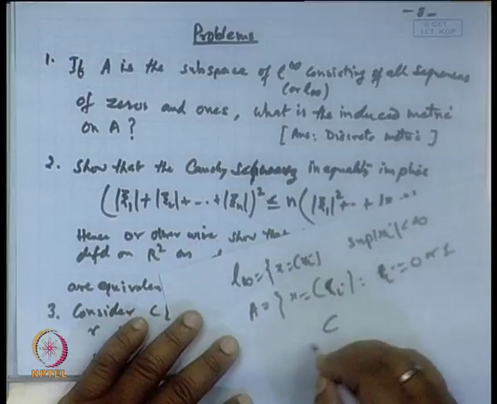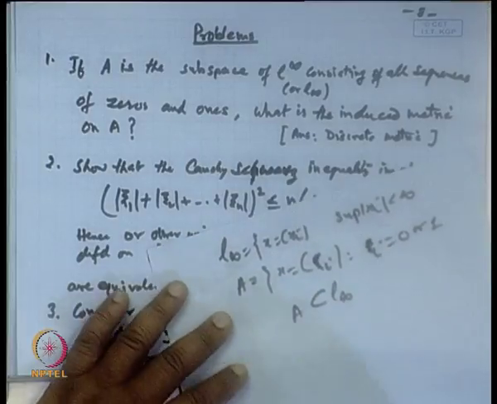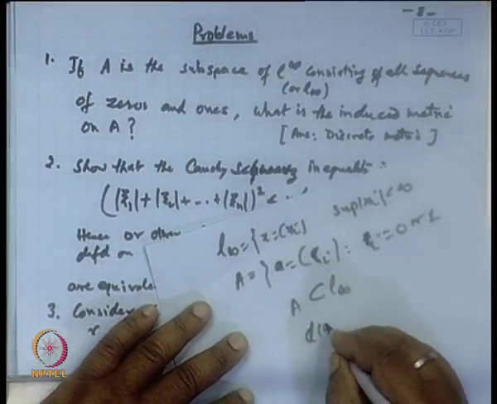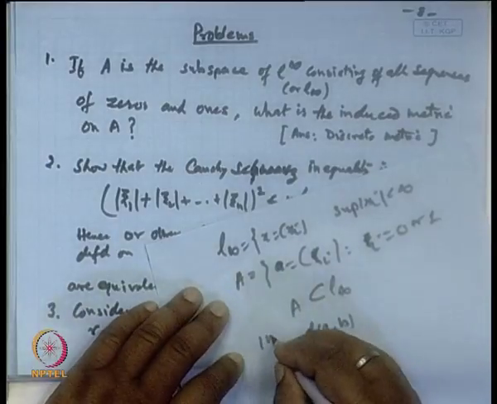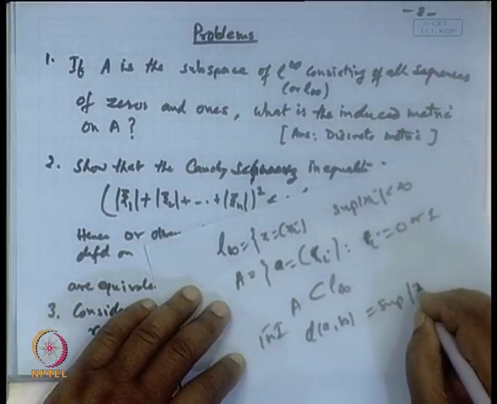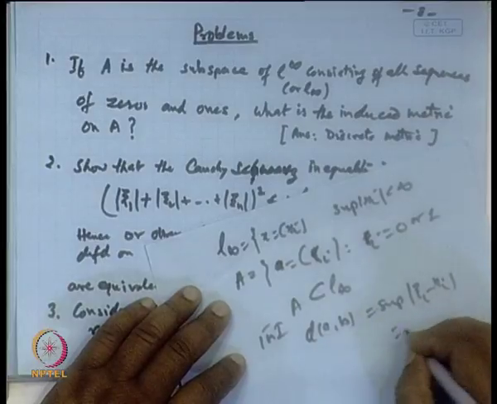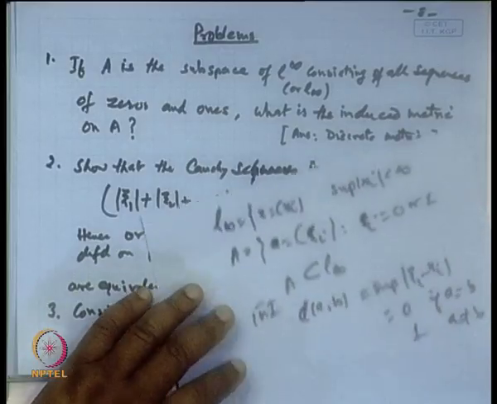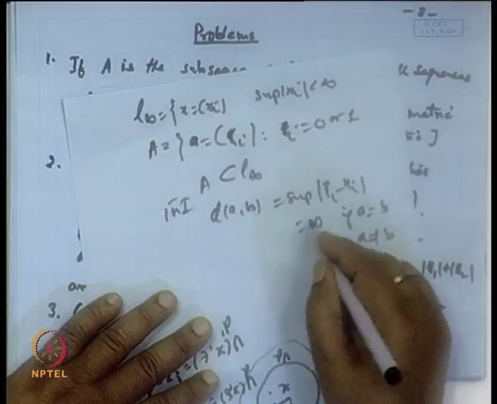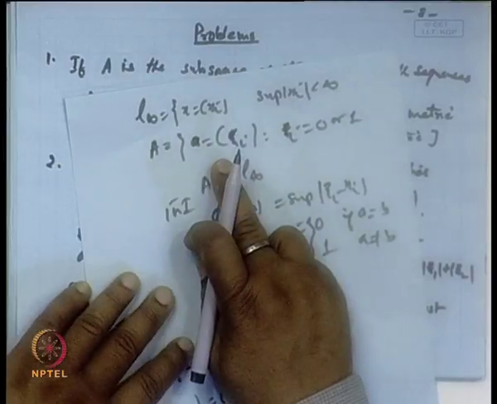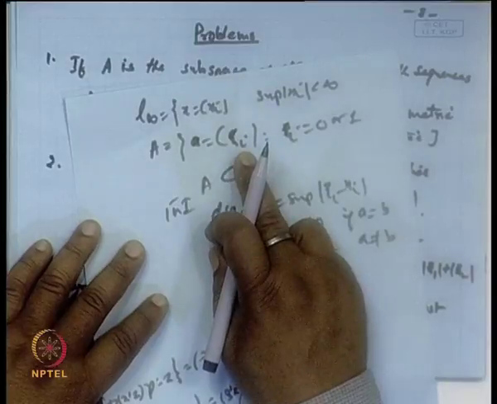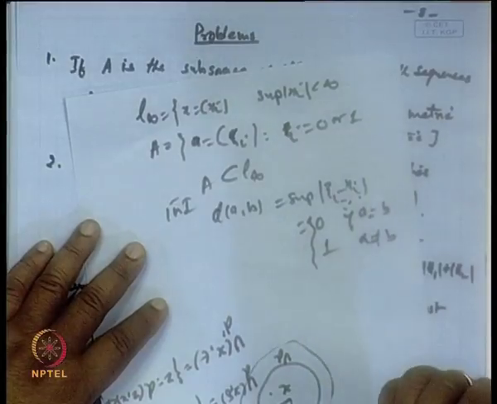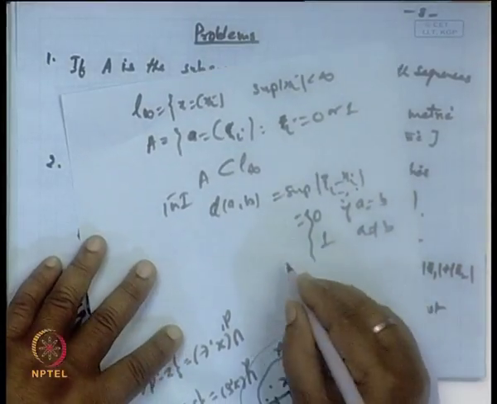So, basically A is a subset of L infinity. What is the distance between these? Suppose I take a and b in A, then what is the distance between a and b? That is the supremum of |xi_i minus eta_i|, and that will be 0 if a is equal to b and 1 if a is not equal to b, is it not? Because the terms of the sequences in A are either 0 or 1, the supremum value will be 0 if all terms are equal, or if they differ at any one point, the value will be 1. So, is it not a discrete metric?